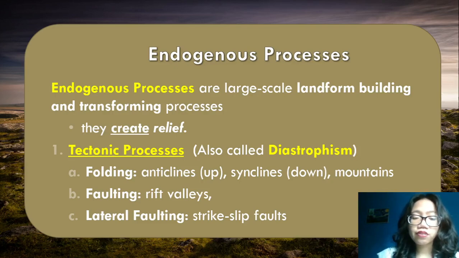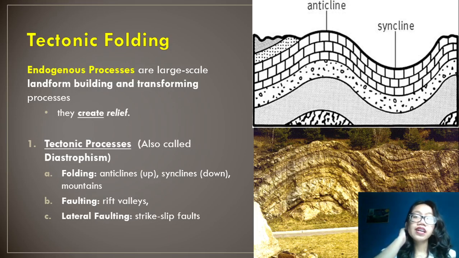First you have folding, which creates structures called anticlines and synclines, and ultimately they form our mountains and mountain ranges. Next, we have faulting, which creates the rift valleys, and we also have lateral faulting, which is also called strike-slip faults.